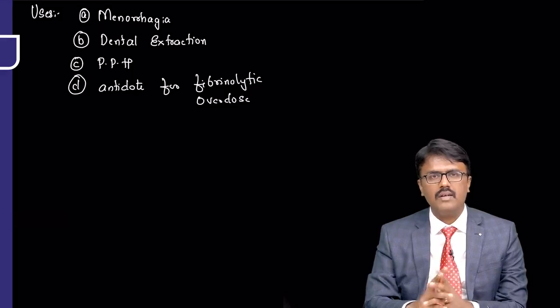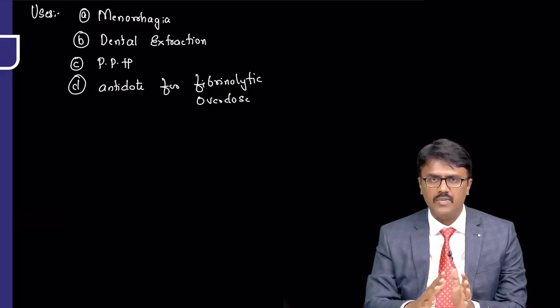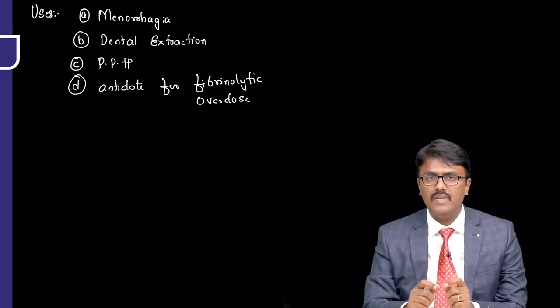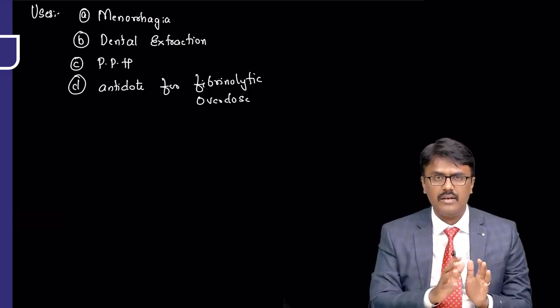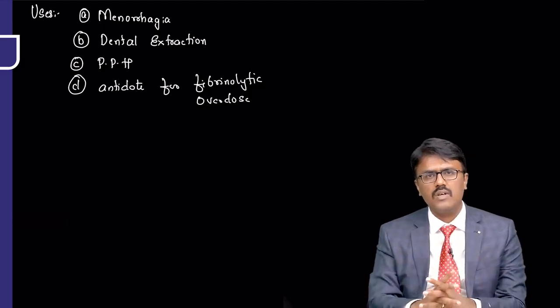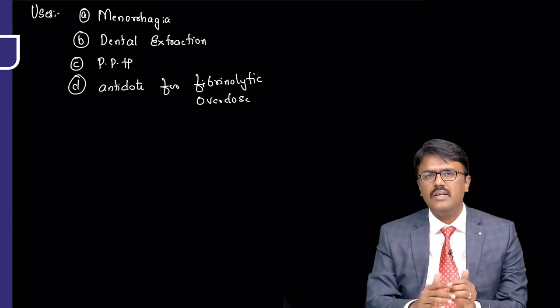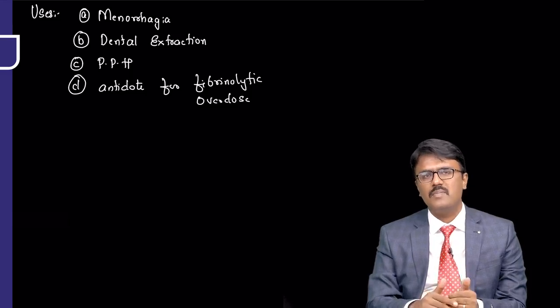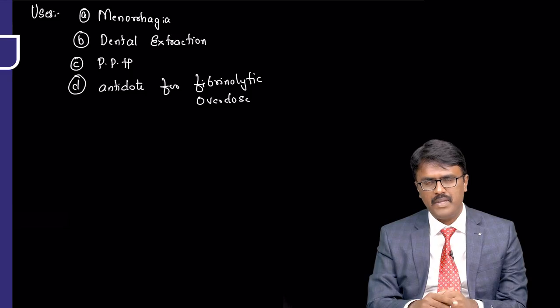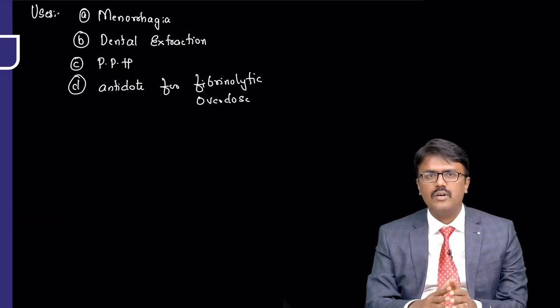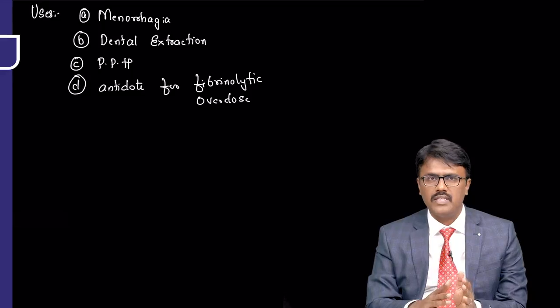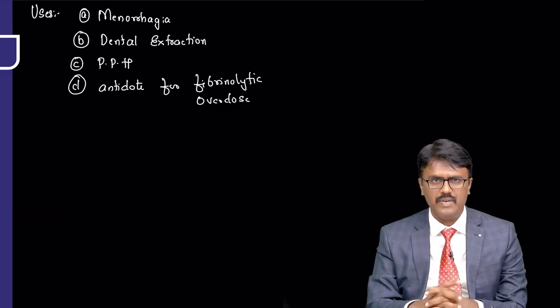Please remember, fibrinolytics activate plasminogen into plasmin. They all end with ASE. So any drug ending with ASE is an enzyme. So we have streptokinase and urokinase. Older drugs, risk of bleeding, allergy is more. Newer drugs are alteplase, reteplase, tenecteplase. These are mainly used for MI, ischemic stroke, pulmonary embolism, DVT, and peripheral arterial occlusion.